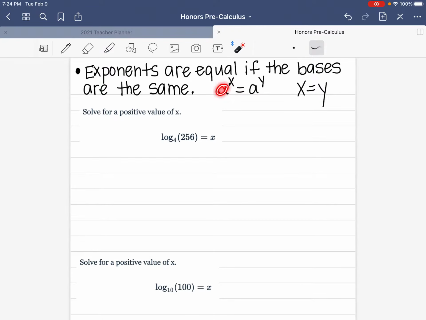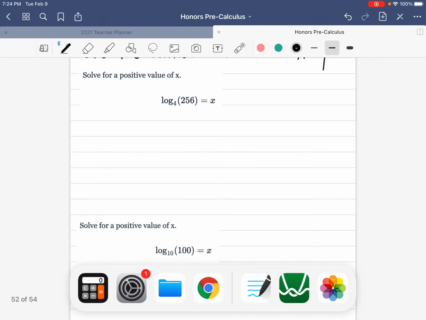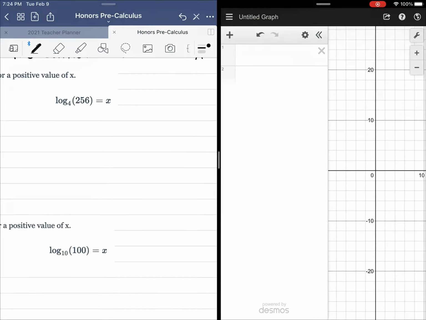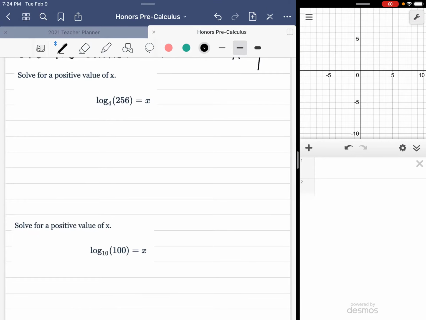So for this example, if I have a raised to x and a raised to y, because these both have a base of a, that means that their exponents are equal to each other. So I'm going to have my calculator pulled up. I think while you're doing this, if you want to practice with me, you should have yours too. So the first thing I'm going to do to solve my logarithm is I'm going to convert it over. So if you like the loggy froggy, by all means, draw it out. So this is going to be 4 raised to x equals 256.